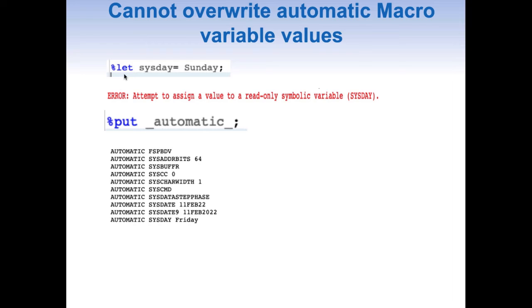If I try to do something like %let sysday equal to Sunday semicolon, it is going to give me an error, and it will say: attempt to assign a value to read only symbolic variable. What does that mean? Symbolic variable means macro variable. Whenever it says read only, it means we only have the way to read from that value but not write to that value.